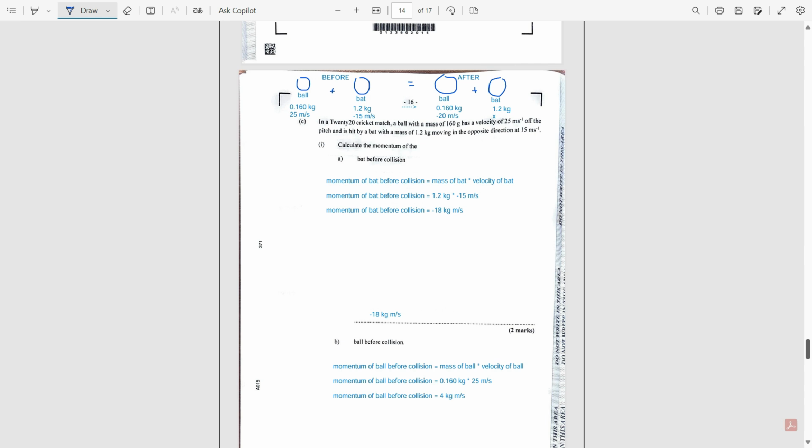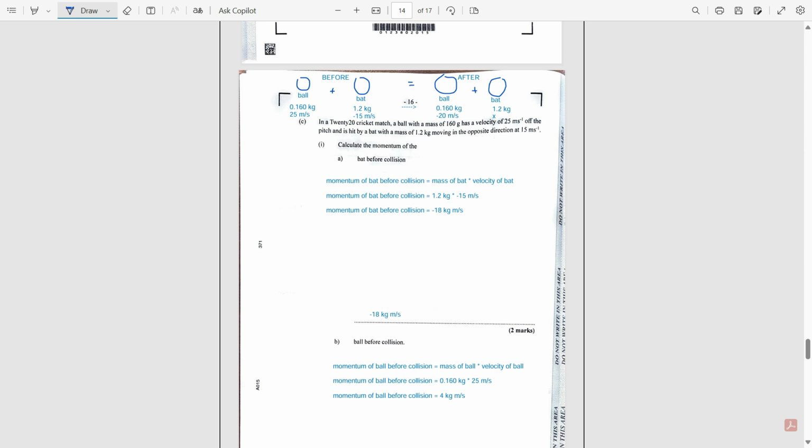Calculate the momentum of the bat before collision. So look at my drawing. I have the before, where I have the ball, and I have everything that they gave us. I have the mass of the ball in kilograms because you have to use the SI units, and I have the speed of the ball. Then I have the bat, I have the mass of the bat, and also they tell us that it was going in the opposite direction. So because momentum is a vector quantity, you have to include your signs to indicate direction, right? So it's moving in the opposite direction.